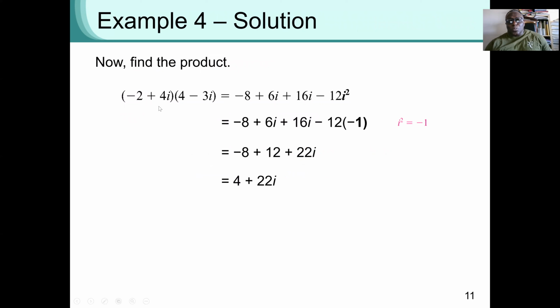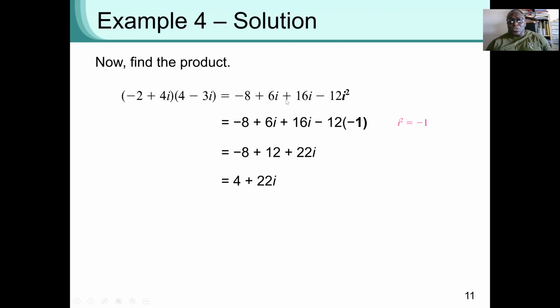Now we can multiply the two together. So we get negative 2 plus 4i times 4 minus 3i. We multiply all the terms. So negative 2 times 4 will give me negative 8. Negative 2 times negative 3i will give me positive 6i. Positive 4i times positive 4 will give me positive 16i. And positive 4i times negative 3i will give me negative 12i squared. So multiplying two complex numbers is like multiplying binomials together. You have to multiply all the terms.